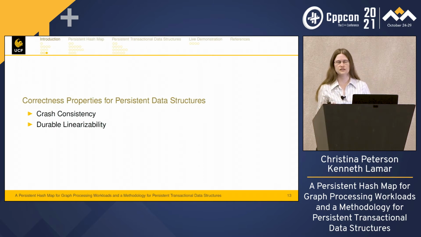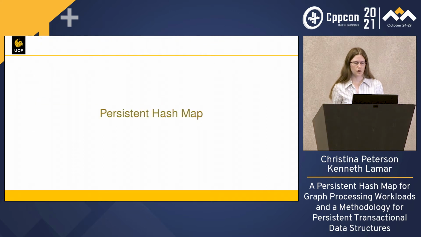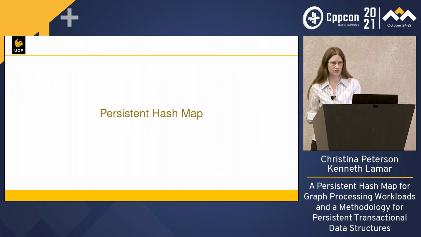Now, this is good for reads and writes, but it doesn't account for data structure semantics. So that's where durable linearizability comes into play. Durable linearizability not only requires that the recovered state is consistent with some state before the crash, but also that the state is correct according to data structure semantics. And so for that reason, durable linearizability is one of the go-to correctness conditions for persistent data structures. We're going to go into the design of a persistent hash map, and so Kenneth is going to take over.